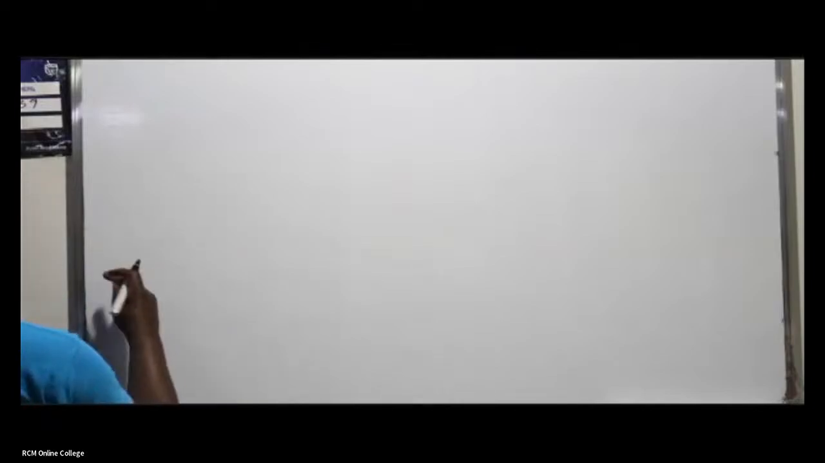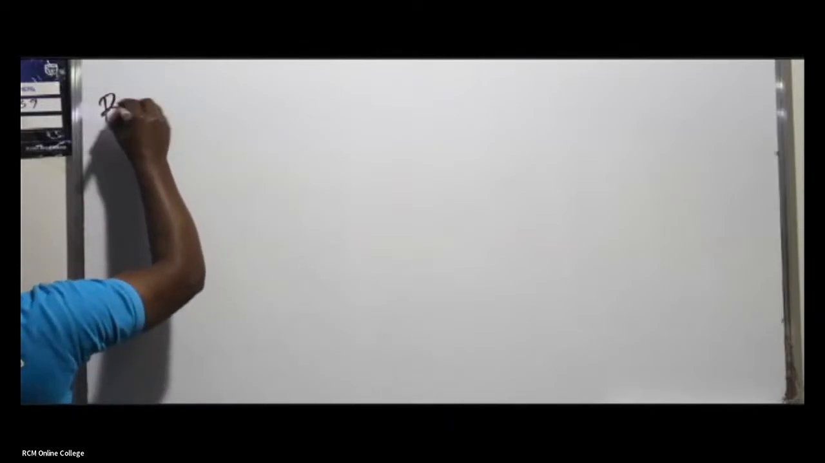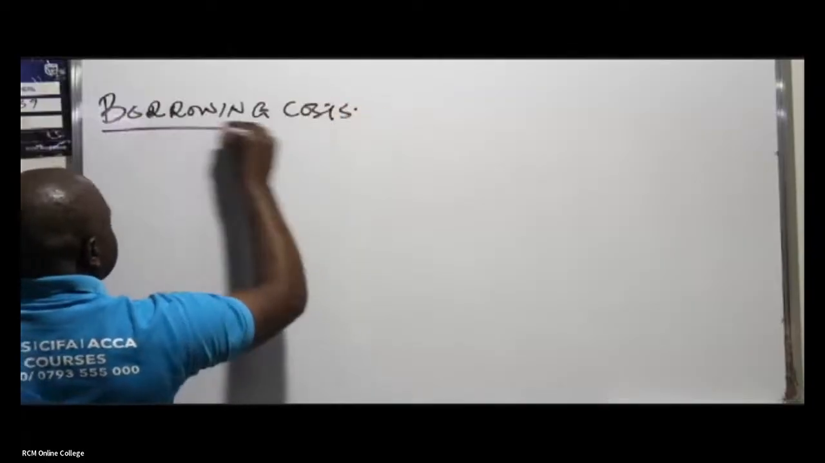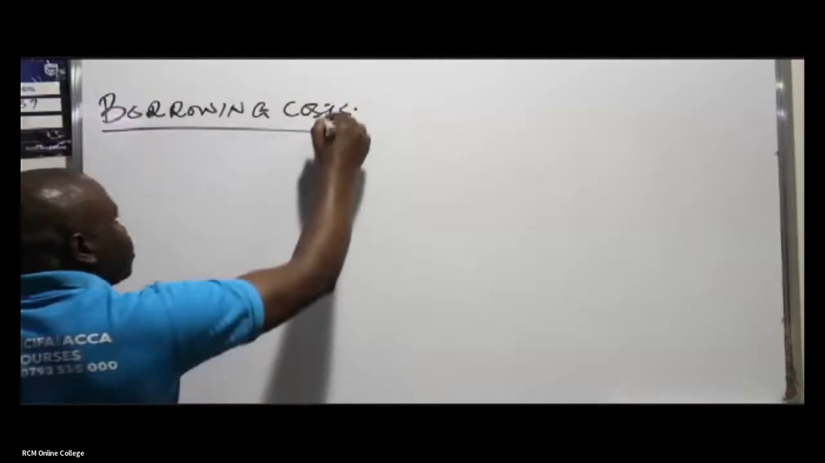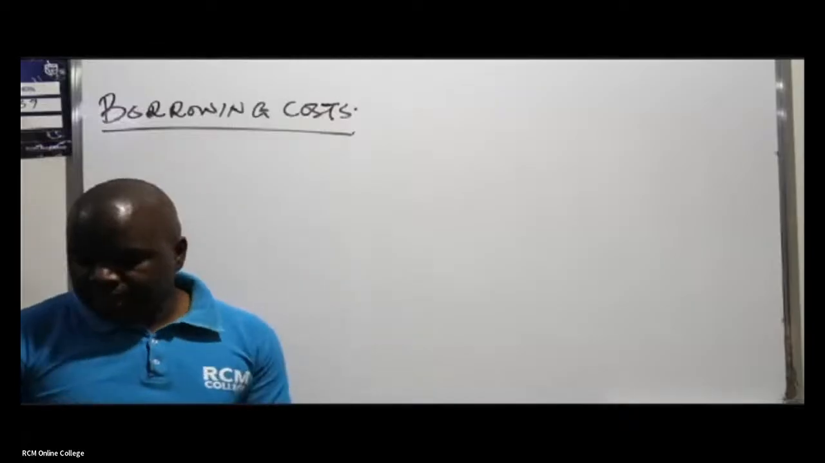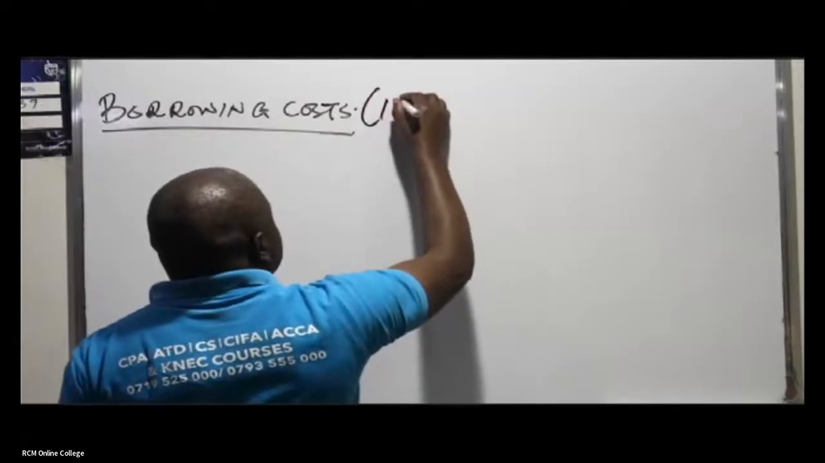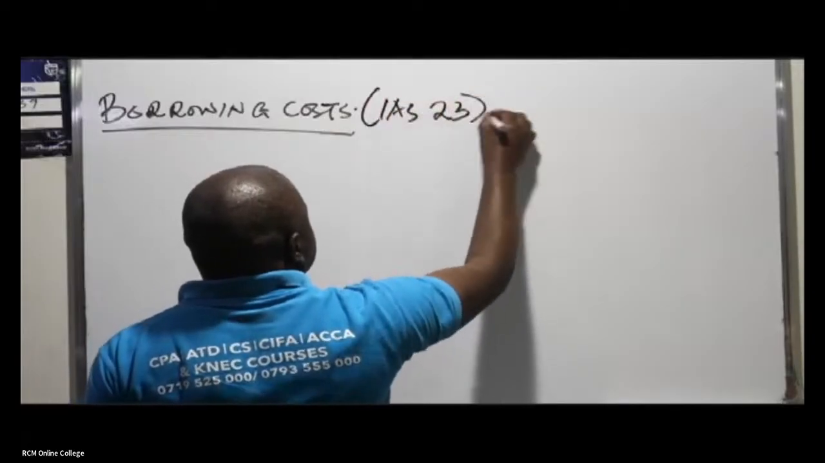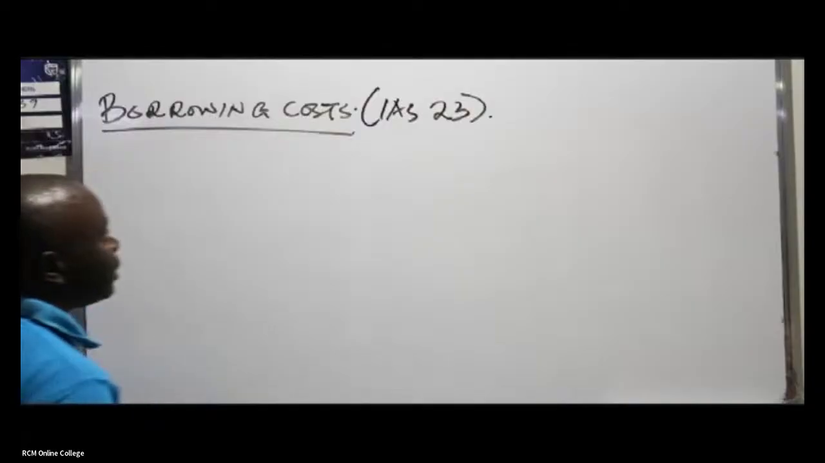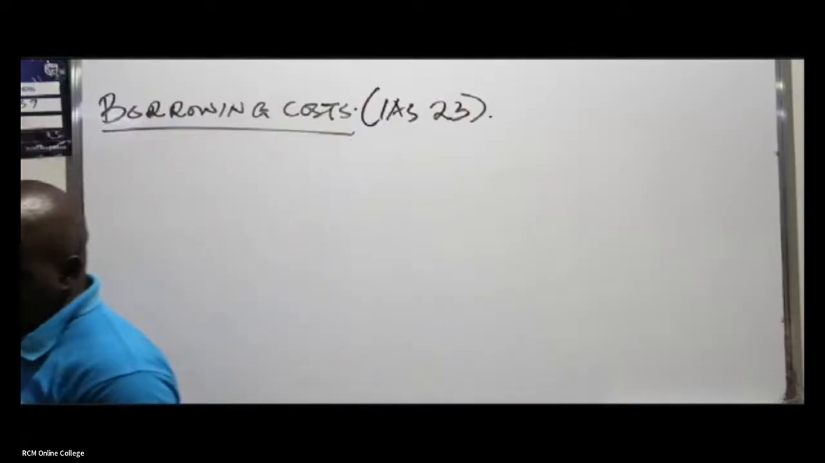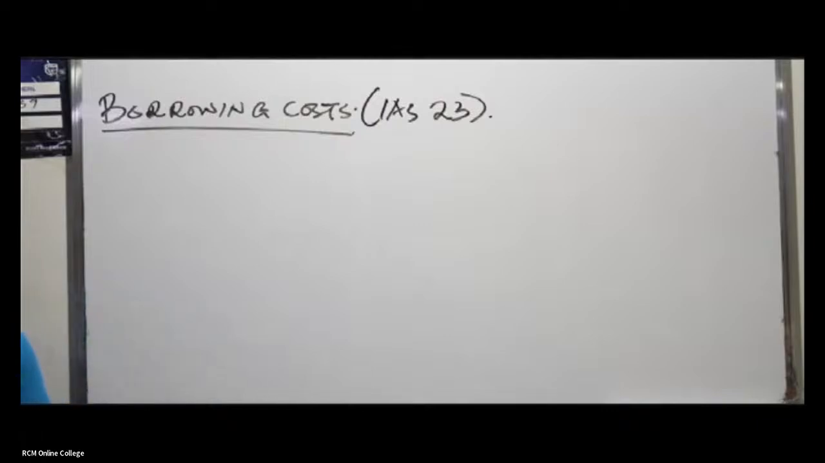So we're going to start looking at what we call borrowing costs, still under topic number 2. You write borrowing costs. This one is according to International Accounting Standard number 23, IAS 23. So you write: borrowing costs accounted for under International Accounting Standard number 23.